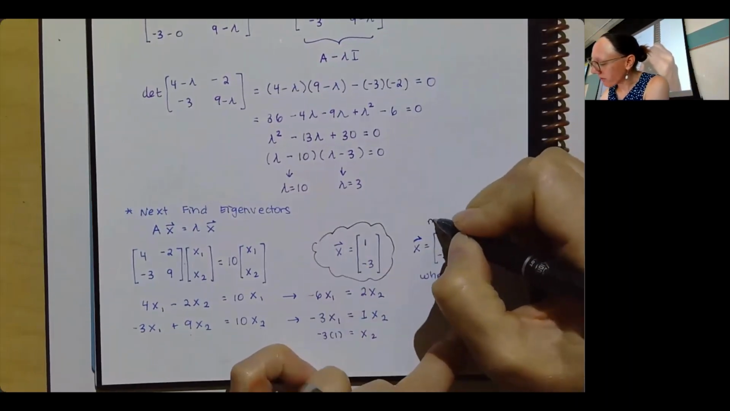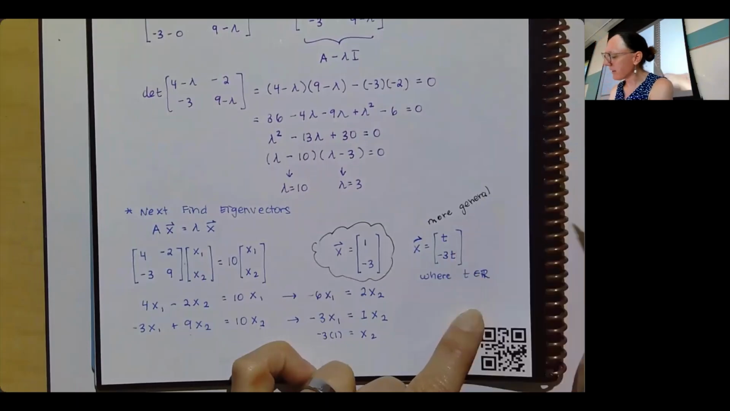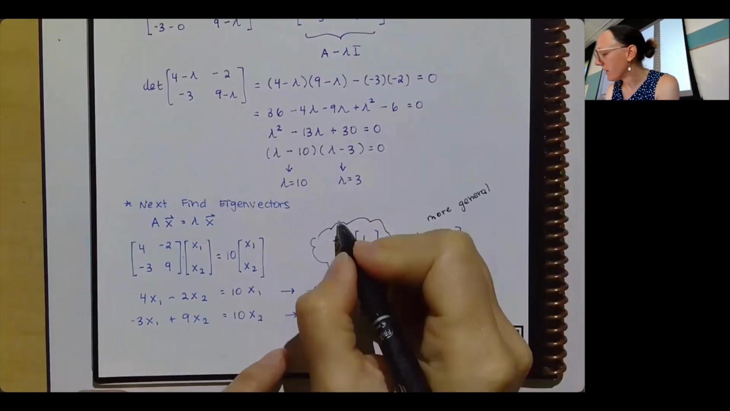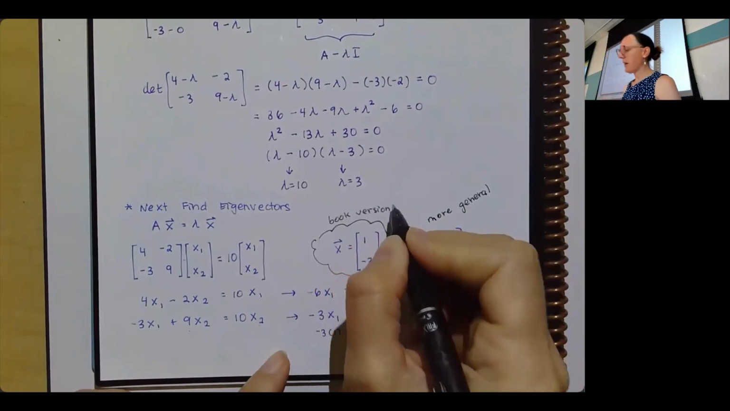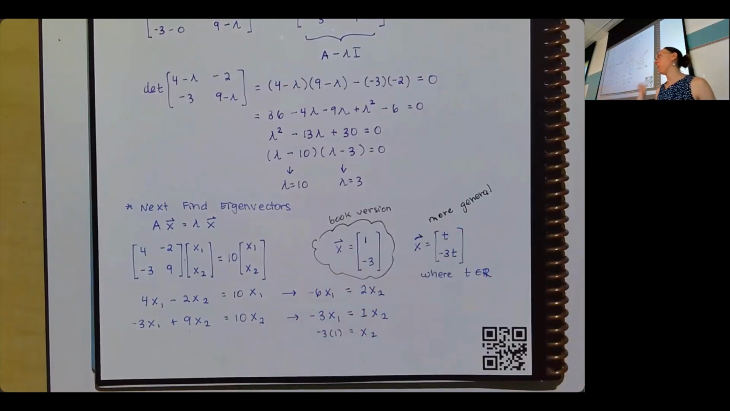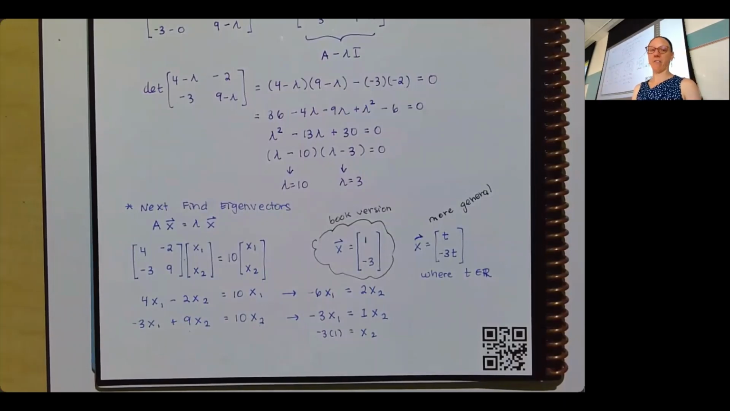This is the more general version that some instructors do. This is the book version. I end up somewhere in between because I don't like to think about fractional critters. So I always choose values so that these are whole numbers, because I don't like to deal with fractions if I can avoid it. We're not done with this problem yet, though, because we still need to find the other eigenvector.